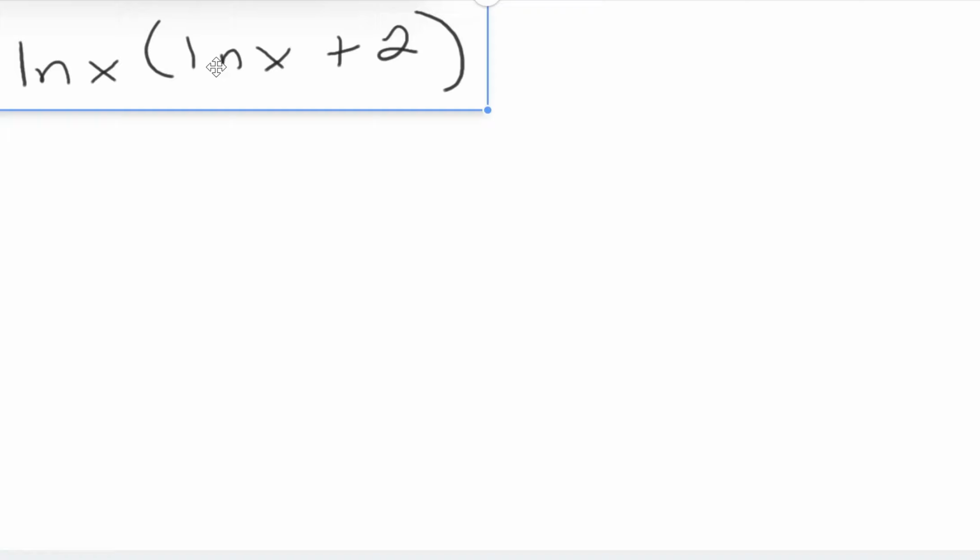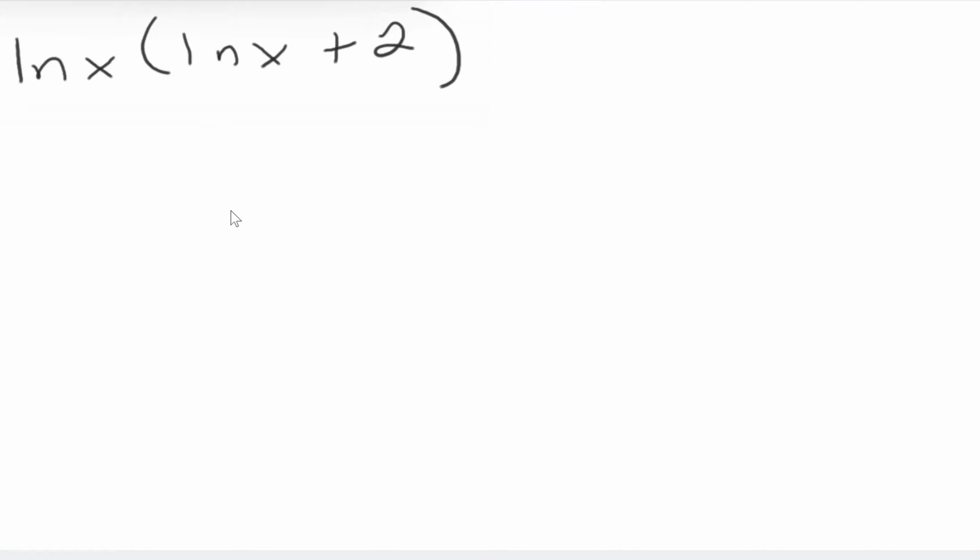Yeah, I just found that really useful, using ln x as u. Yeah, I really like that.